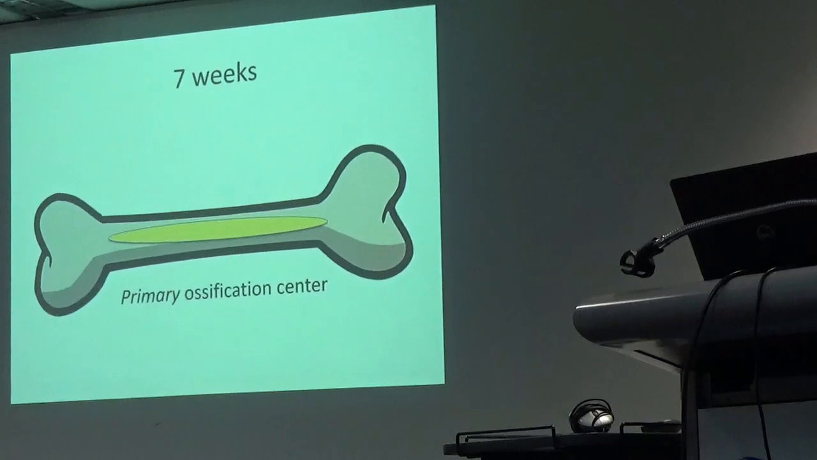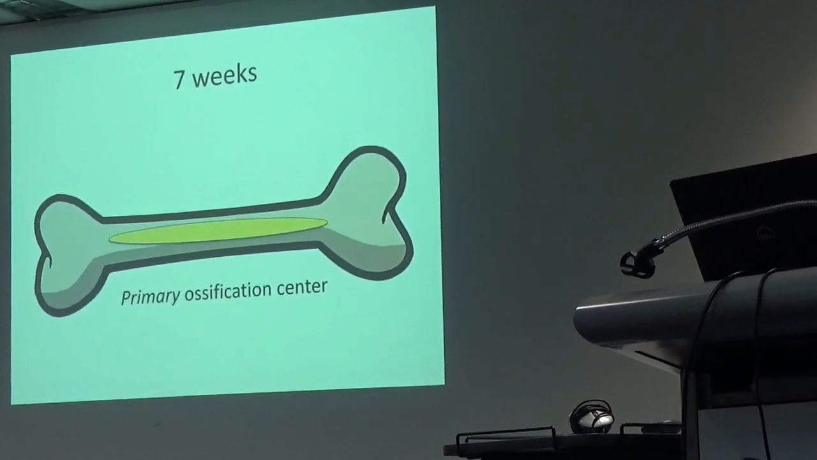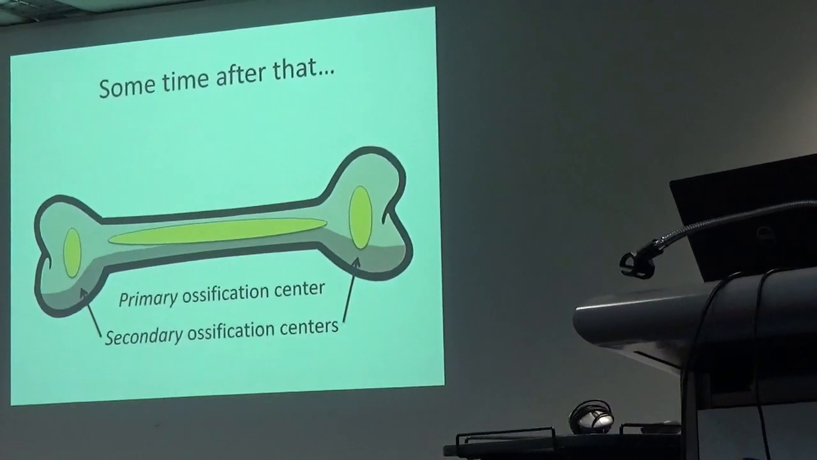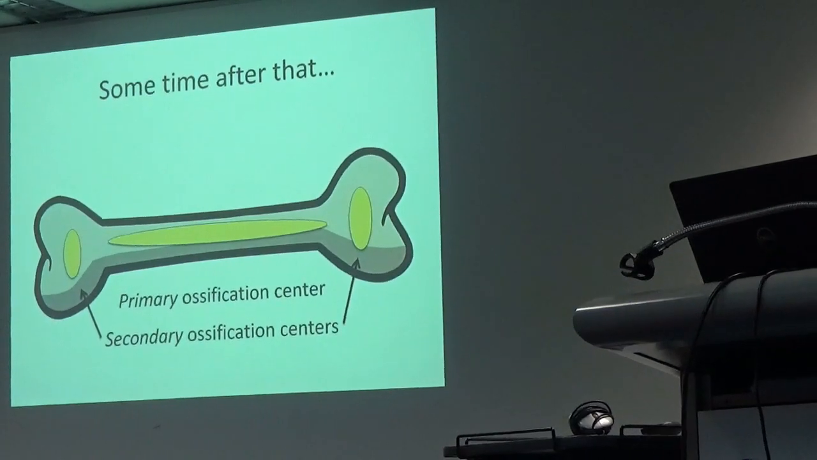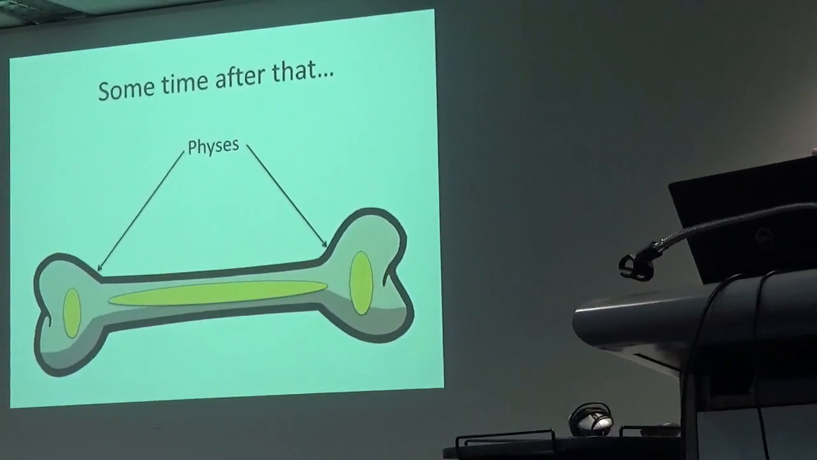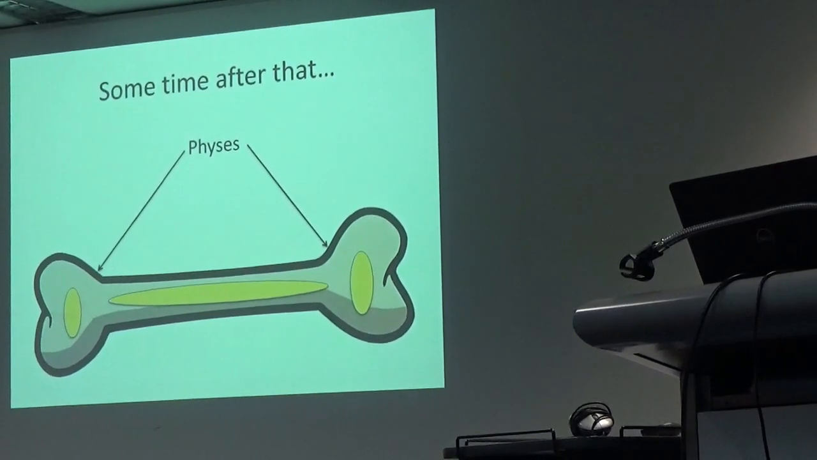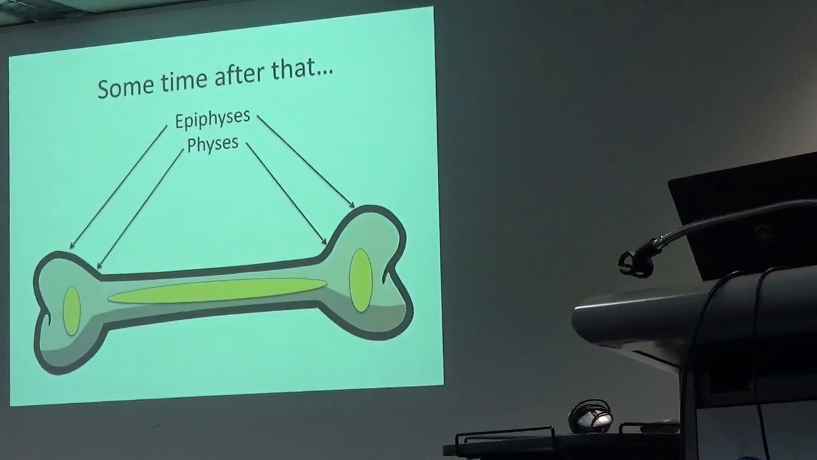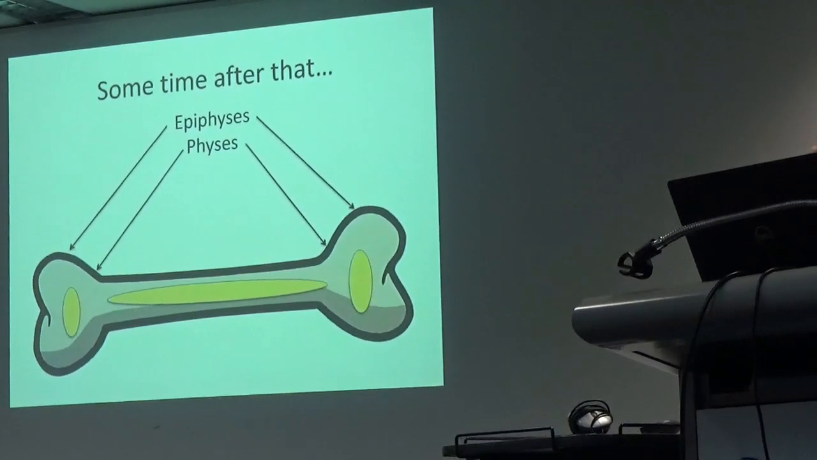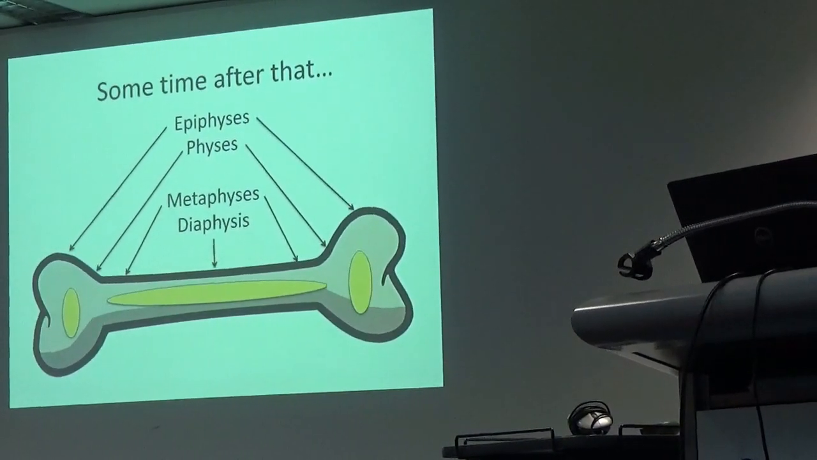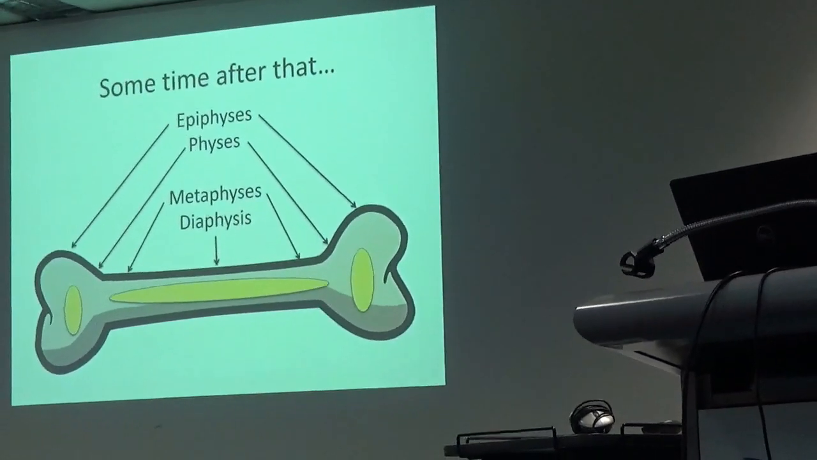And we call that the primary ossification centre, which is the diaphysis of the long bone. And then sometime after that, you get the ends of the bone forming their secondary ossification centres. And so it starts to resemble what we know as a long bone at that point. If we call the bit that's between the secondary ossification centre and the primary ossification centre the physis, we can then name the other bits of the bone: the epiphysis, which means above the physis, the metaphysis, which means below the physis, and the diaphysis, which is between the physes. And those are the names that we all know for describing different parts of the long bone.